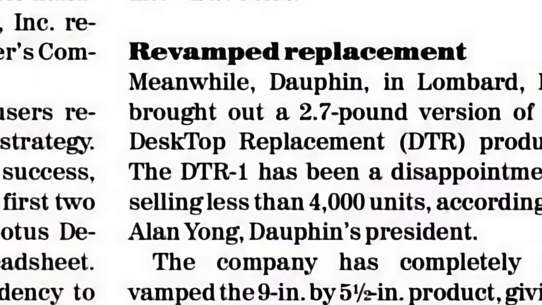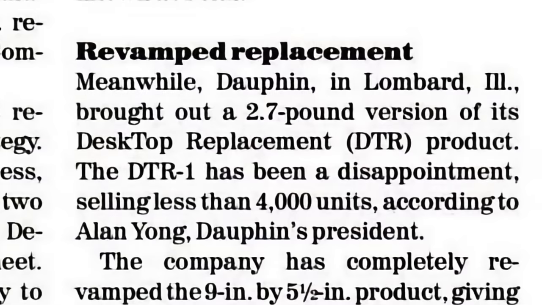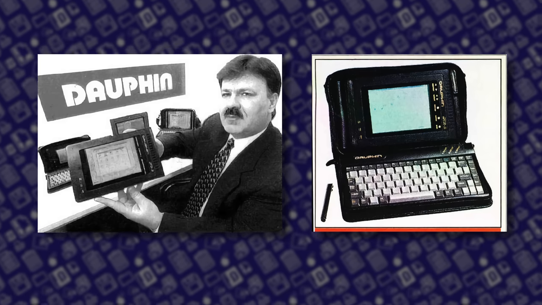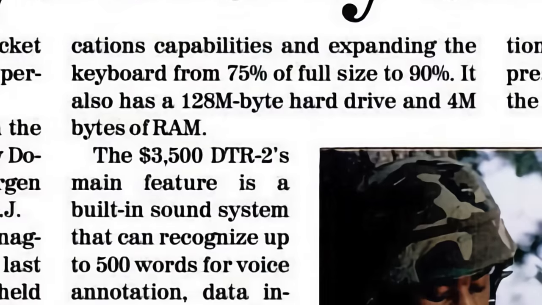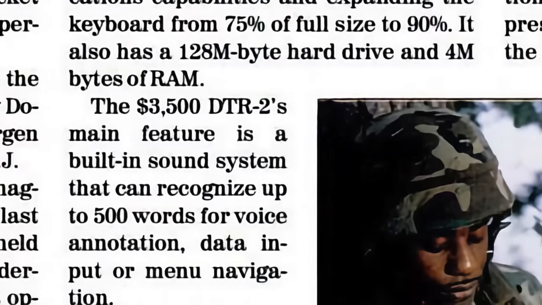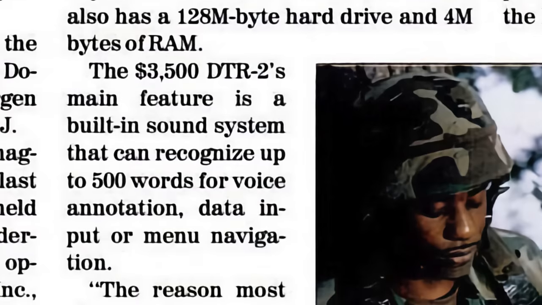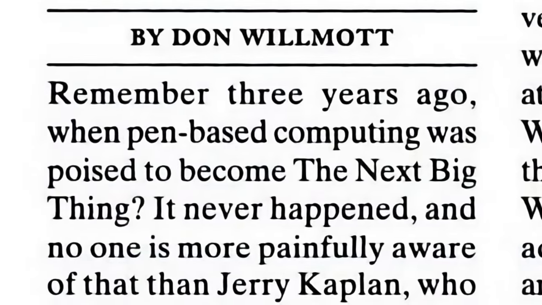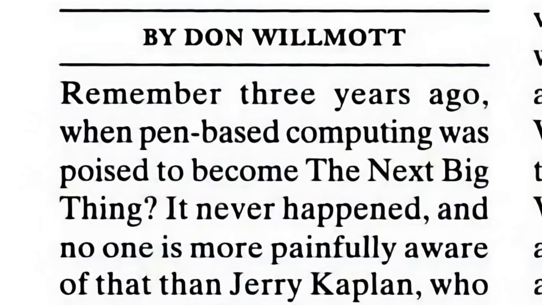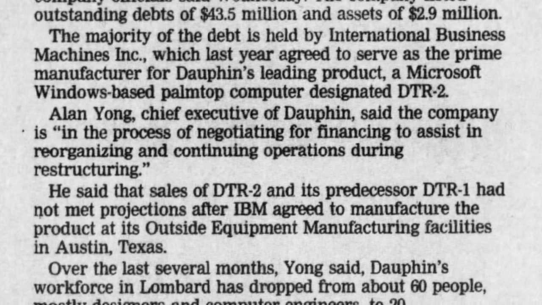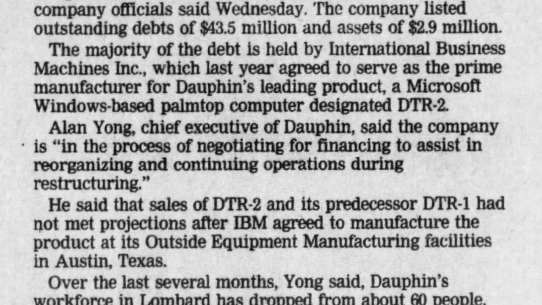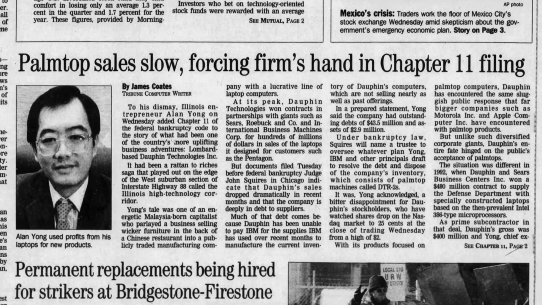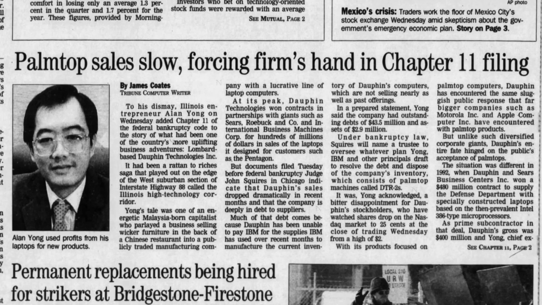Reportedly, only 4,000 DTR-1s had been sold by mid-1994, a year after launch. Dauphin tried to address the concerns with a follow-up model, the DTR-2, which included a larger hard drive, PCMCIA expansion card slot, and sound circuitry to support primitive voice recognition. But it didn't sell any better, and the overall weak palm-top PC market didn't help matters. Dauphin had bet big and massively failed, becoming saddled with debt from its manufacturing contract with IBM. In 1995, the company ended up filing for bankruptcy and laying off all its employees.